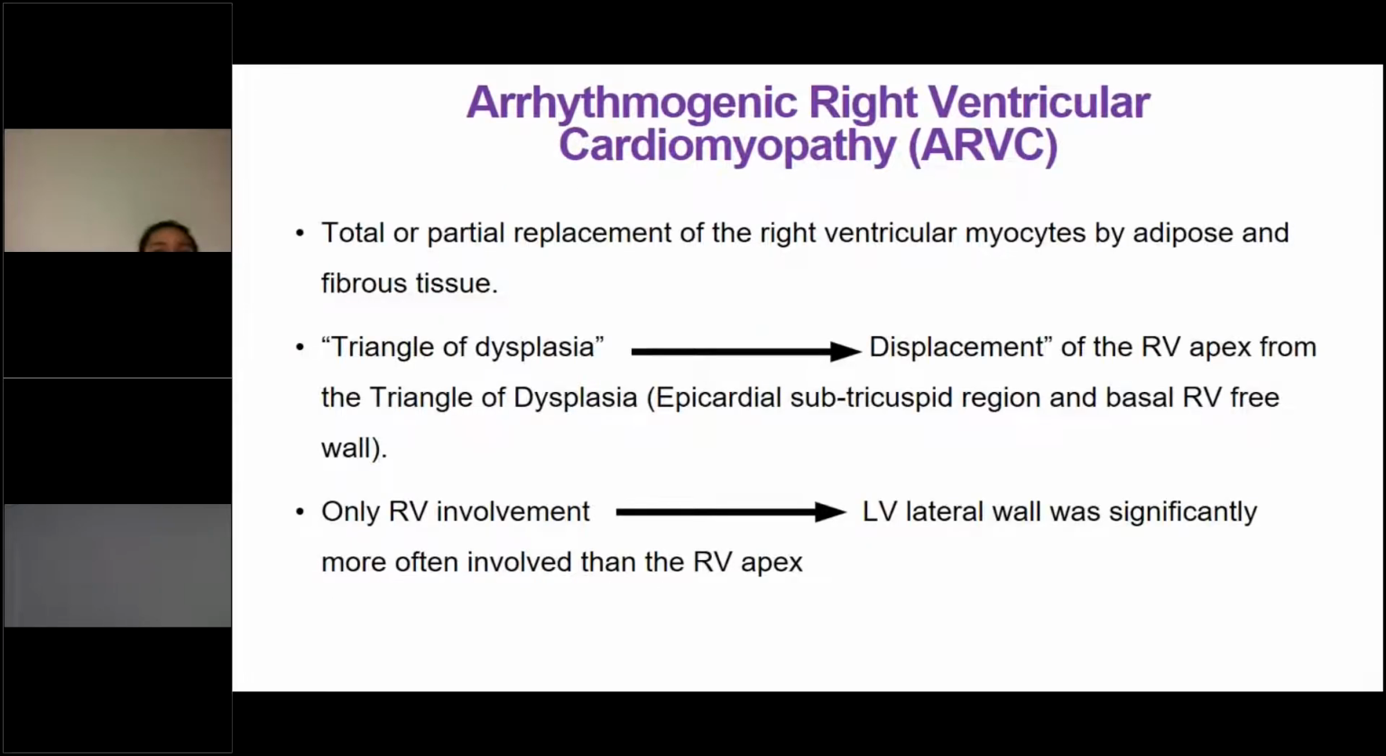Good morning, everyone. So the first case that we're going to discuss today is arrhythmogenic right ventricular cardiomyopathy. This condition is characterized by fatty or fibrofatty infiltration of the right ventricular myocytes, and as the name suggests, has always been known to involve the right ventricle. Within the right ventricle, the most common area involved has been grouped together and termed the triangle of dysplasia. Within the triangle of dysplasia, the most common site of involvement by this condition has been thought to be the right ventricular apex.